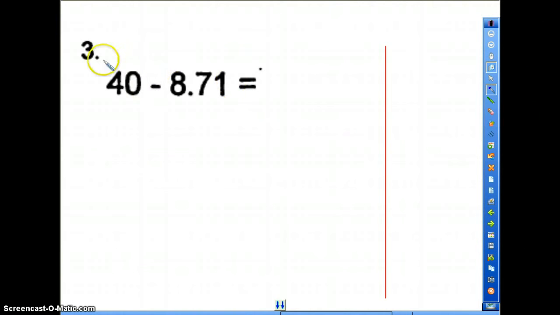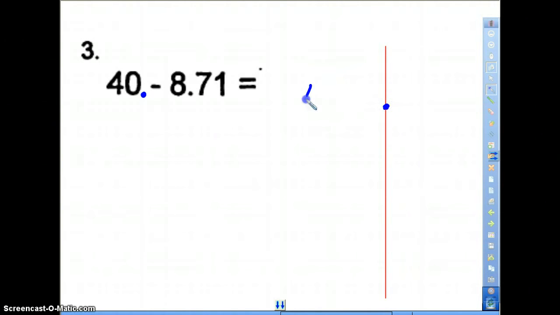First of all, find the decimal point in 40. Where is your decimal point in 40? Yeah, it's right there. The next thing you're going to do when you're adding and subtracting with decimals is line your decimal points up on a line. They have to be in a line. I like to draw the line.